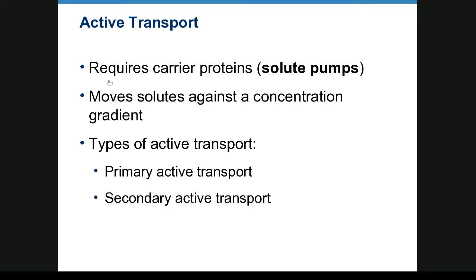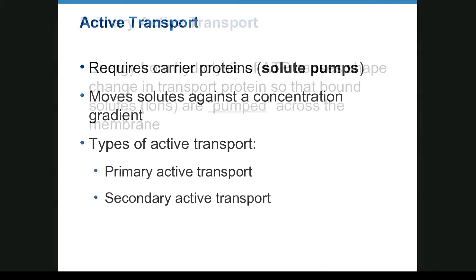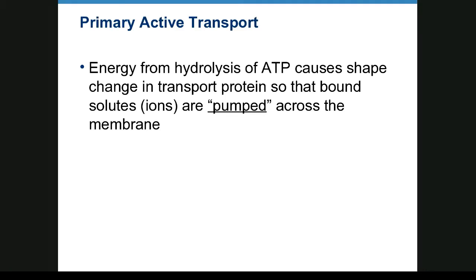Active transport requires carrier proteins or solute pumps. They move solutes against a concentration gradient. And we have both primary and secondary active transport. Primary active transport: energy from ATP causes a transport protein to change shape so that solutes are pumped across a membrane.